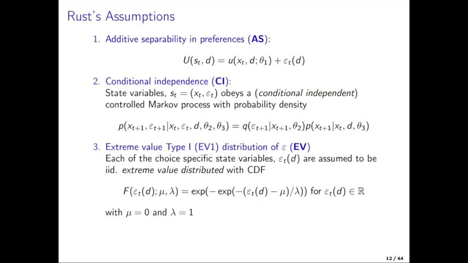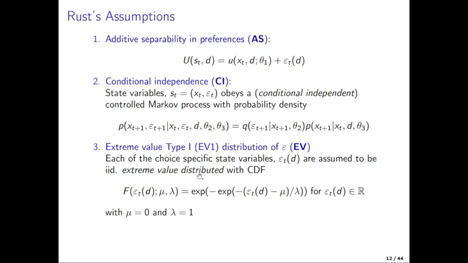Okay, so moving on to the third assumption, the extreme value type 1 assumption. If you assume that the errors, the epsilons, are extreme value distributed and independent, like we'll do here, assuming that the epsilons have this extreme value type 1 distribution with this cumulative density, then it automatically obeys the conditional independence assumption. So 3 is actually implying 2, or EV is implying CI.